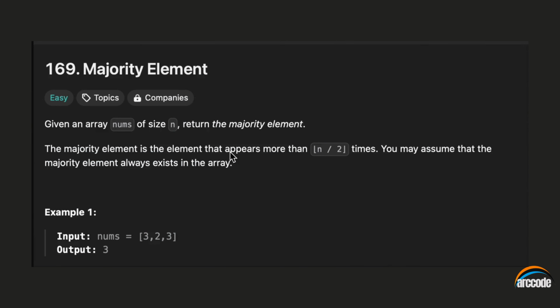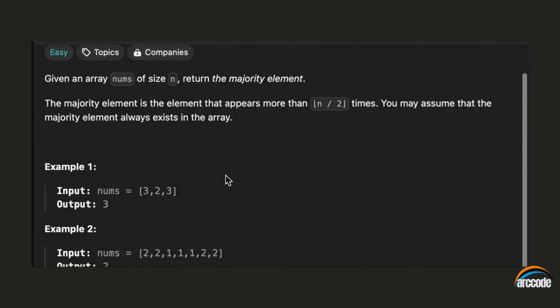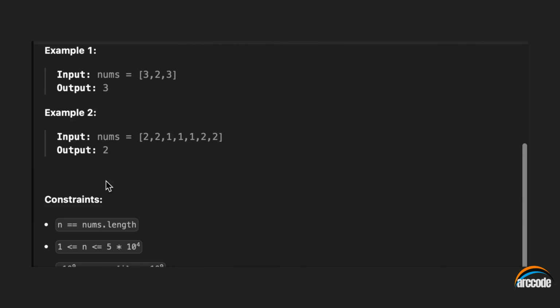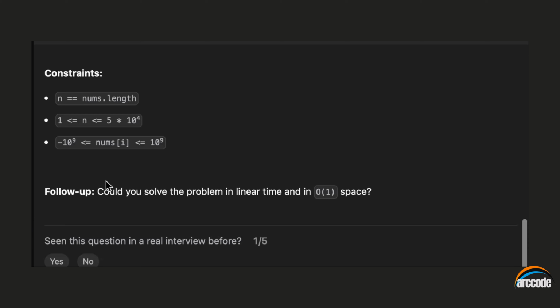Given an array of size n, return the element that appears more than n/2 times. You can assume that the majority element always exists. Here's an example. Input nums equals, and here the output, 3. In another example, input nums, and here the output, 2.